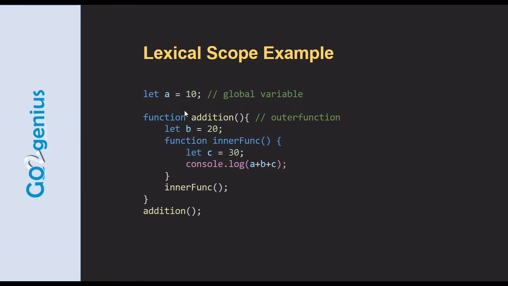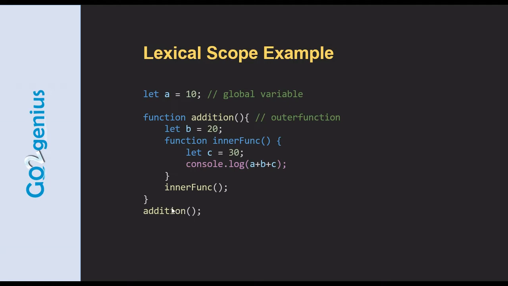Here we have defined a global variable a, and then we have a function addition. Inside this function we declared a variable b and an inner function, and this function has a local variable c, and it is printing the value of the sum a plus b plus c. So here we are executing this function.